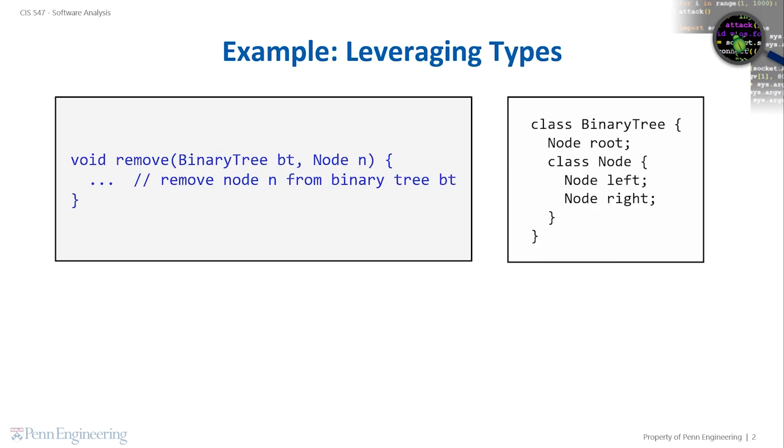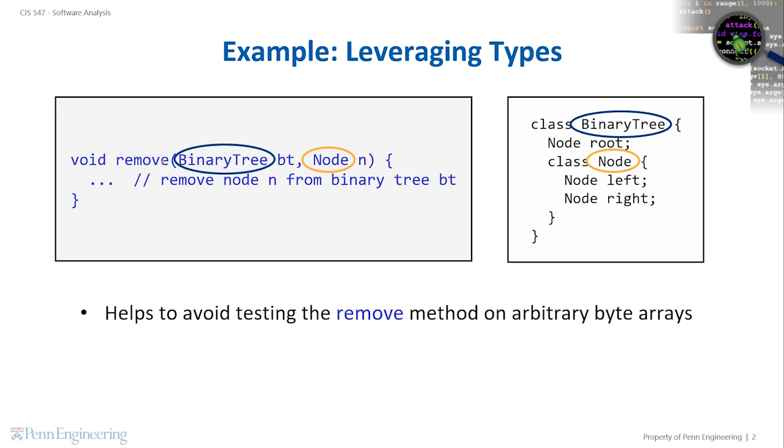Recall from the module on random testing that a function level fuzzer like libfuzzer treats the function's input as a byte array. However, functions typically specify more structured inputs than byte arrays, especially in programming languages with stronger type systems. Consider this remove method in Java, for instance. It takes two arguments, a binary tree and a node to remove from the tree. The binary tree and node types provide valuable information to guide the generation of test inputs to this function.